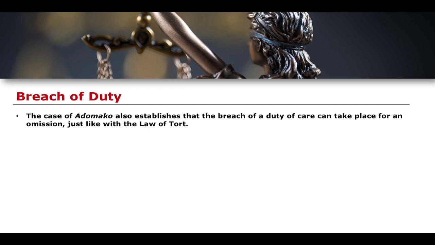But the case of Adomako also establishes that the breach of a duty of care can take place by omission. So we talked about a couple of cases in the previous lesson. Adomako was one, and the case of Crown versus Broughton was the other, both of which involve liability for omissions. Adomako was the failure to act to fix the breathing apparatus so the patient could breathe, and Crown versus Broughton was a case where the defendant had failed to call the relevant authorities when his girlfriend had a reaction to some drugs he supplied her with, which caused her to die. So both of which are omissions cases.